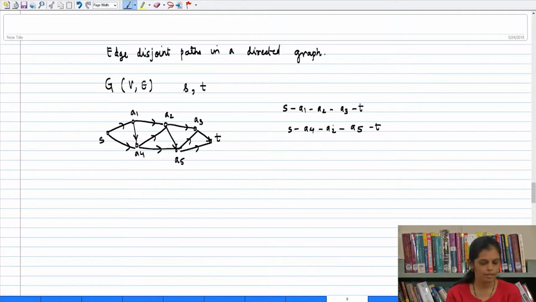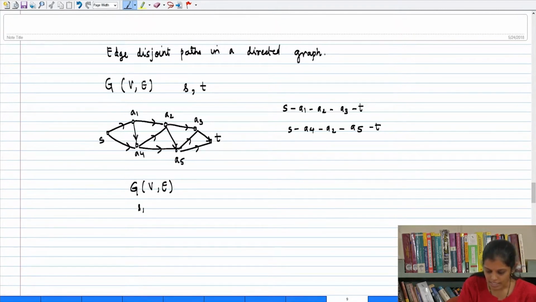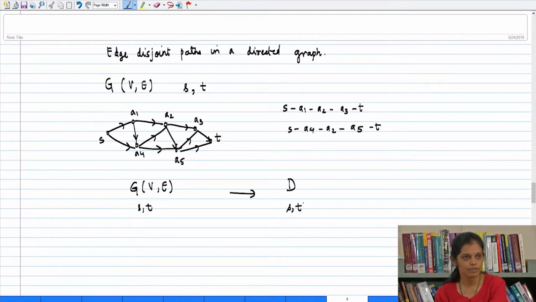So we need to find out capacities and assign them if we want to use network flows to solve this problem. So again our setting will be that we are given G(V, E), we are given this S, T, we would want to come up with a flow network D and a pair S, T such that the max flow in this flow network corresponds to the number of edge disjoint paths in G and vice versa. That is, if you have k edge disjoint paths in G, you must be able to show a max flow of value k in the flow network D.